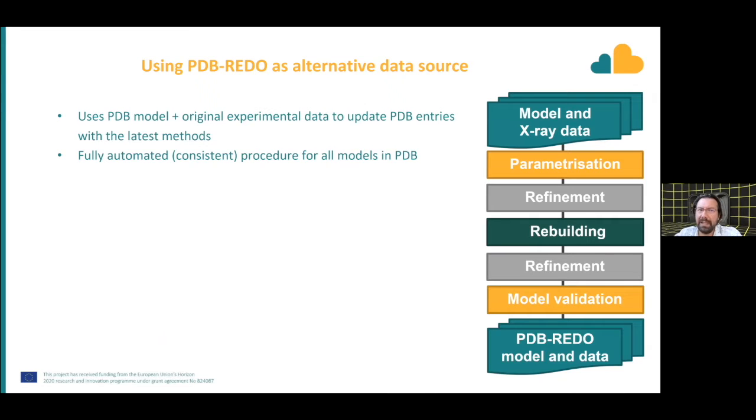So what we do is we take the PDB model and the original experimental X-ray data to update these PDB entries with the latest crystallographic methods that we developed and other people have developed as well. So the procedure is you take the model and the data, and there's an extensive parameter optimization to refine the model. We do some model rebuilding, some more refinement, and a structure analysis that includes a lot of model validation. And this procedure is fully automated, so that adds consistency to your data set, which is very useful. And it's applied to all the models in the PDB.